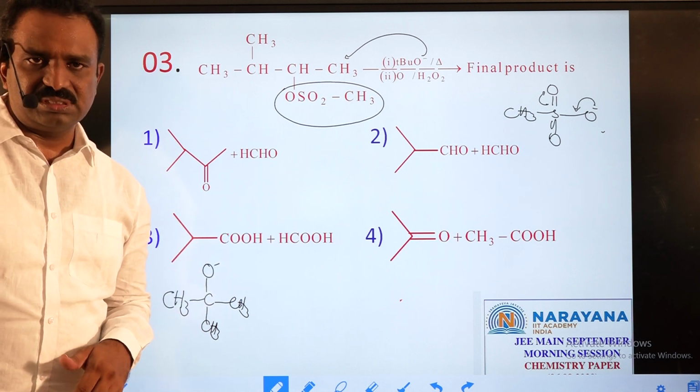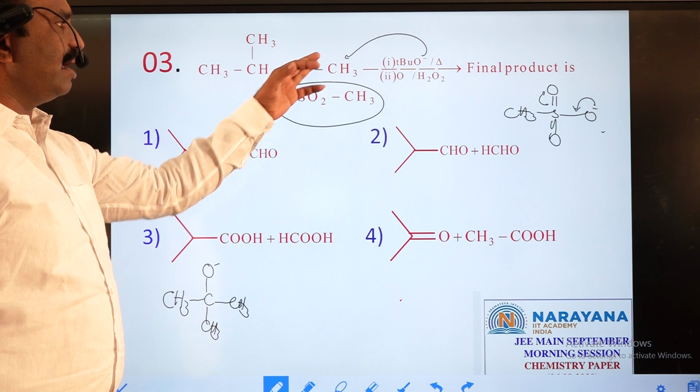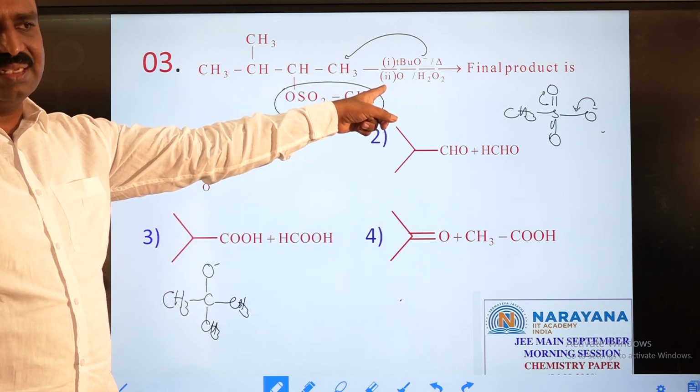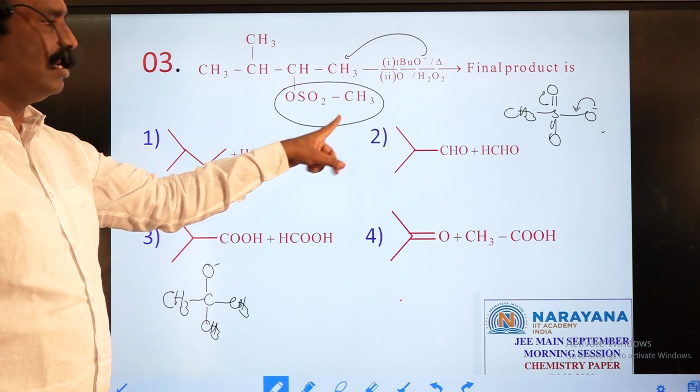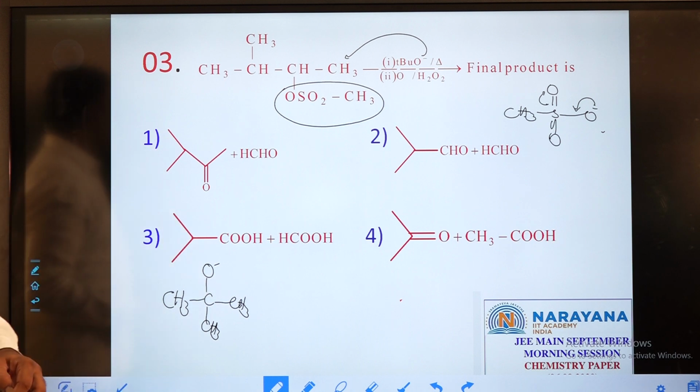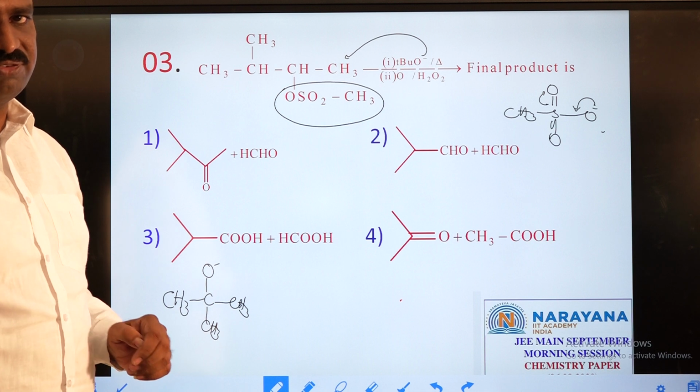Unimolecular elimination is completely dominated by bimolecular in this case. The reason is the bulky base and also the very good leaving group. This is a stronger base. Whenever the strength of the base is increasing, bimolecular elimination is favored.